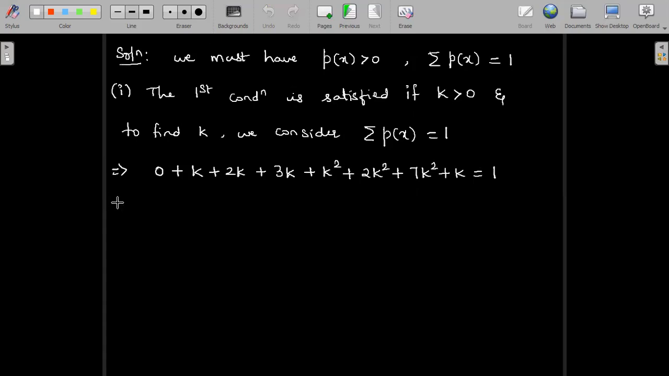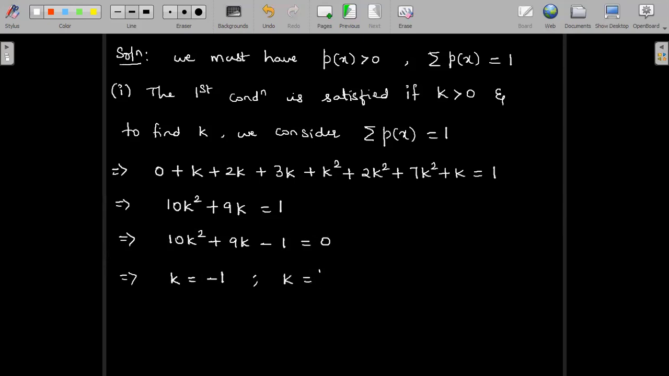So the left hand side sum is giving us 10k square plus 9k is equal to 1. Let us take 1 to the left hand side and solve the quadratic equation. When we solve the quadratic equation, we get two values of k. Both the two values of k need not satisfy the condition. So solving this, we get k is equal to -1 and k is equal to 1 by 10.